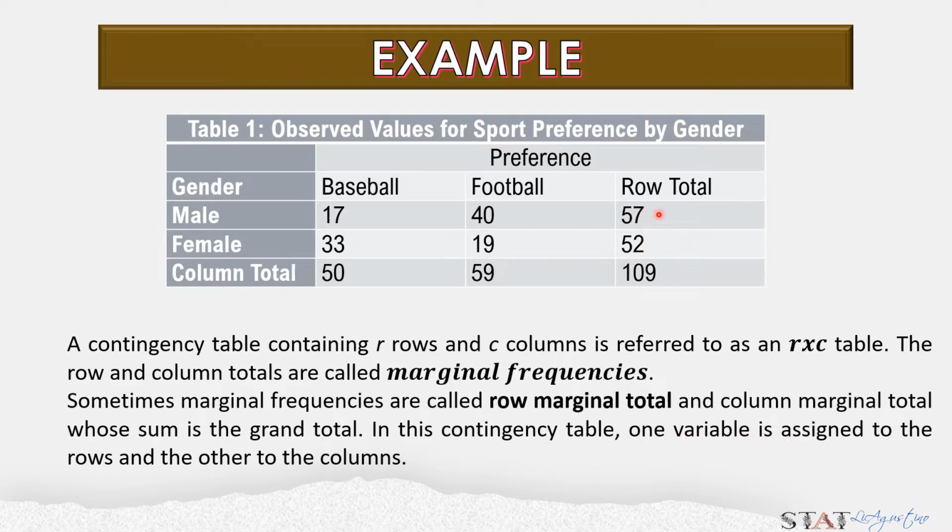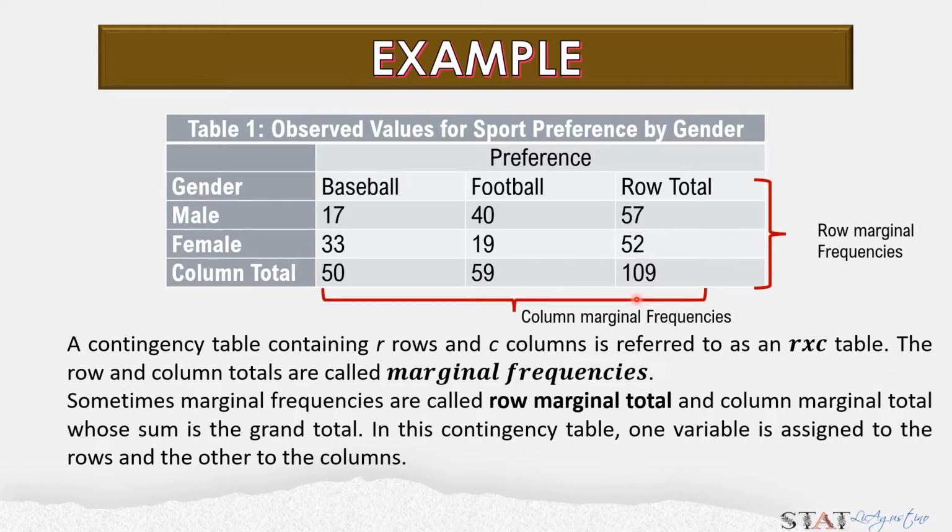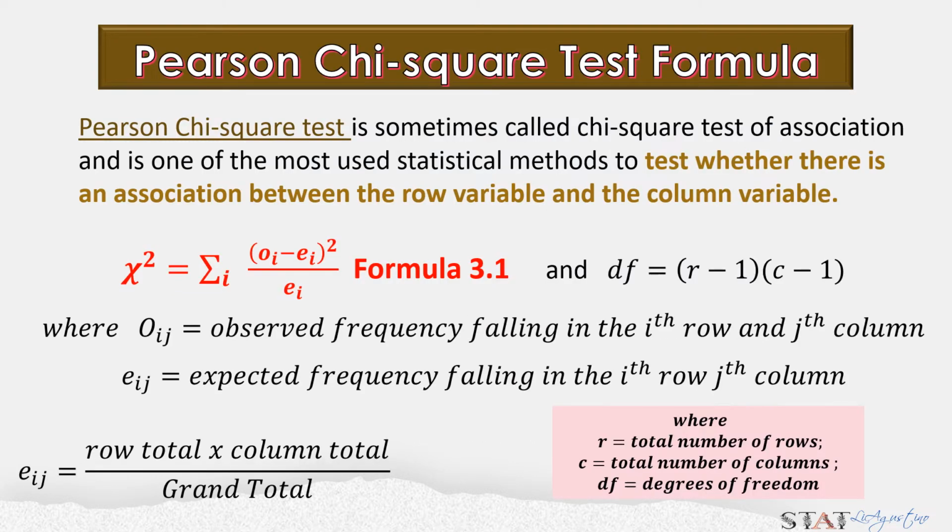We can call the 57 the row marginal total. In the row of male, you have the row marginal total of 57, and the row marginal total for female is 52. Also, these are the column marginal totals: 50 and then 59. We call these 57, 52, 50, and 59 marginal frequencies. And this 109 is the grand total. So these are the row marginal frequencies, and these are the column marginal frequencies.